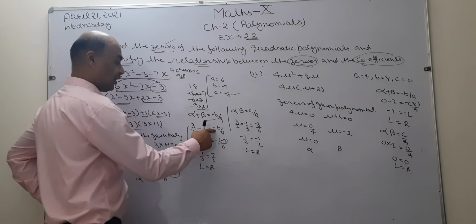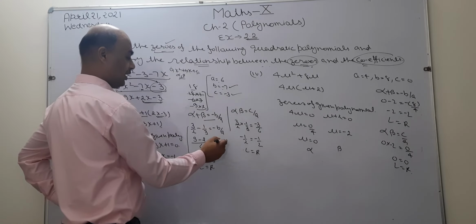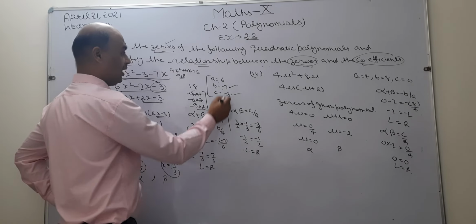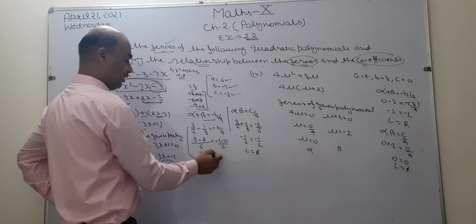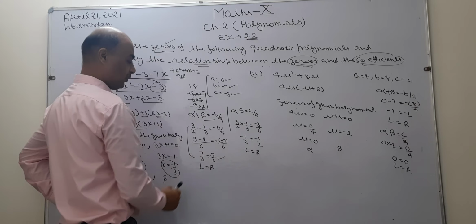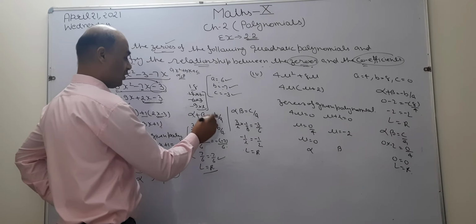Now see here, minus b by a. What is the value of b? Minus 7. Right here, minus 7. What is the value of a? 6. Right here, 6. Minus minus plus, 7 as it is, 6 as it is. This becomes 7 by 6. Now see, both the sides are equal. It means sum is verified.